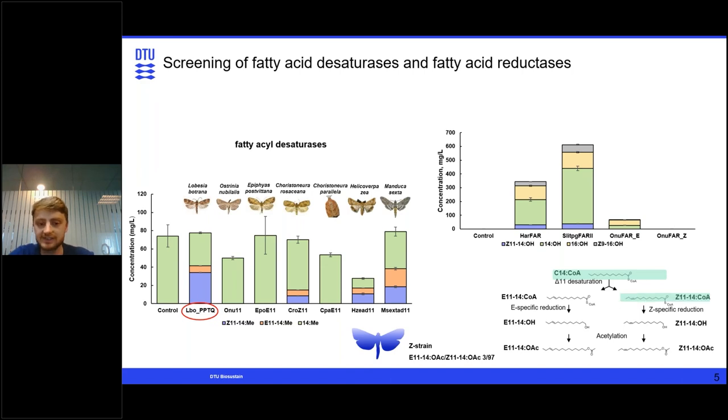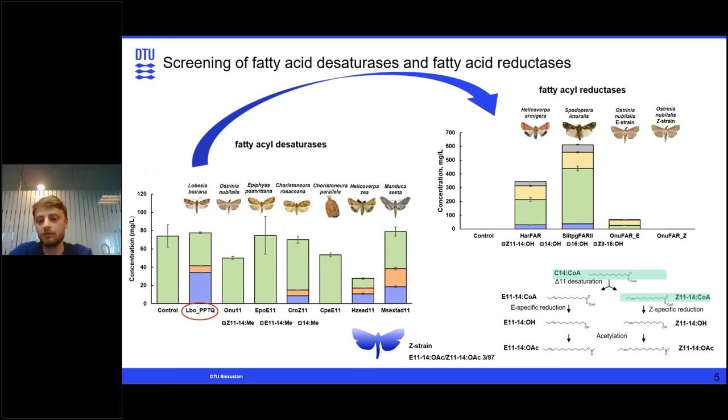And the next step was, we were interested to see if this Z11 tetradecanoic acid can actually be converted into the corresponding alcohol. So for that, I took the LBOPTQ strain and expressed 4 different reductases on top of it. And here you can see that 2 candidates appeared to be quite good. So it's reductase SlitPGFAR2 and reductase HarFAR.